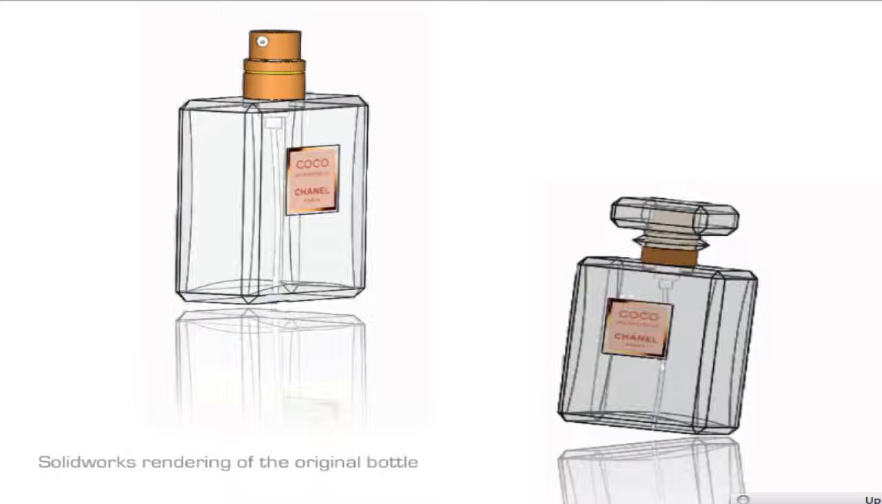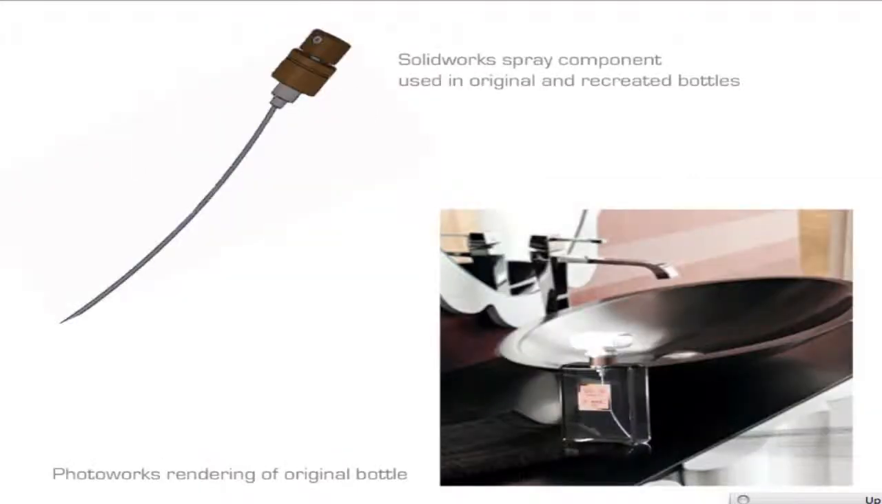So this assembly consists of 4 different pieces: the top, the bottom, the spray component, and then the top to the spray component. There's the spray component. It's later used in my version of the Chanel bottle. And down at the bottom is the PhotoWorks rendering of the original Chanel bottle.